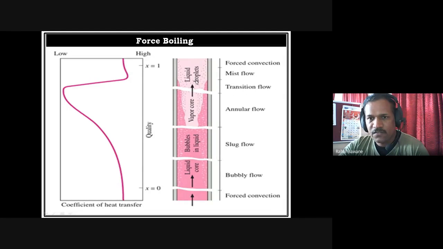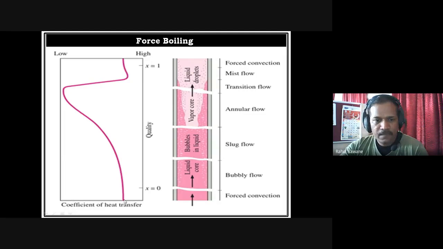If the transition flow is over, almost all water has vaporized. After transition flow we observe the mist flow. That means the water has vaporized, but there are still some water droplets. At the beginning there are some bubbles. Now towards the end we observe almost all vapor but some water droplets. So that is called mist flow. And after some time those water droplets also get vaporized, so we observe completely vapor flow. So this is the region of forced flow.